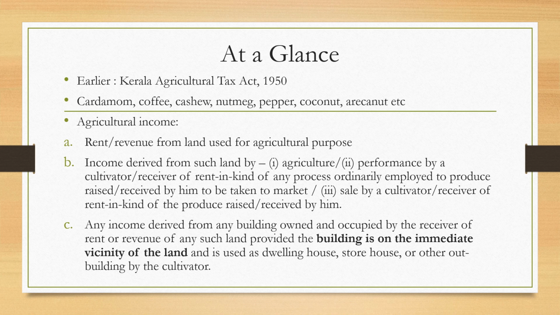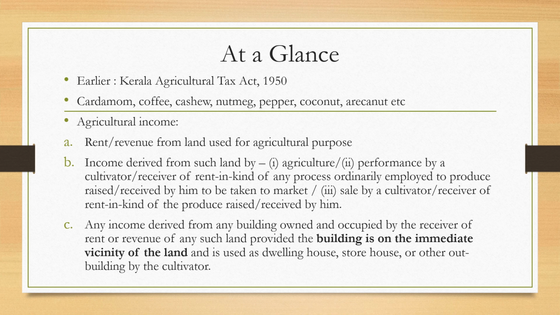The act aims to tax agricultural income mostly from cash crops such as cardamom, cashew, nutmeg, pepper, coconut, arecanut, tea, and coffee, etc. Now, it is to be noted, it is only the income from cash crops. There are some crops, the income from which is not computed as agricultural income. Now, from people holding agricultural land in excess of 5 hectares. So this is also to be noted.